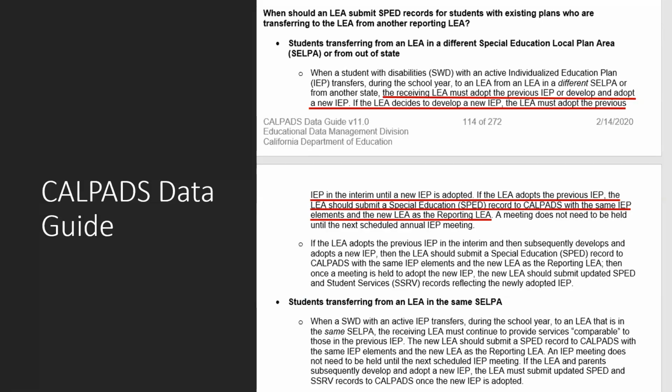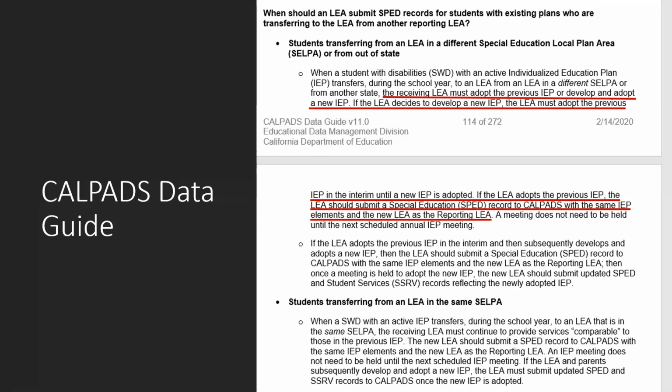And then we, of course, have the data guide. And I like to describe the data guide as the how and the why of CALPADS. Okay? It gives you a lot of instructions. It describes business rules, and it has some scenarios. And so there's a section in the special education program portion of the data guide.